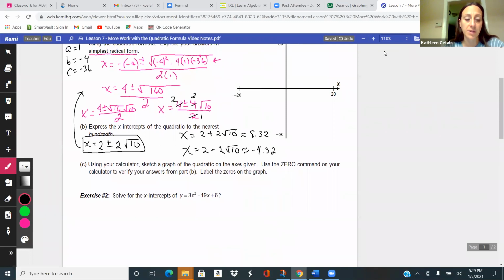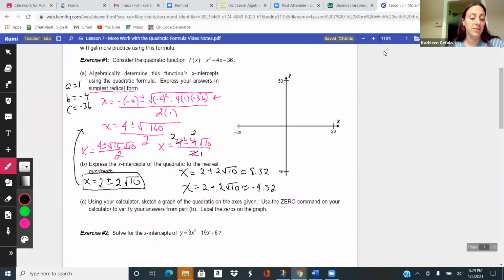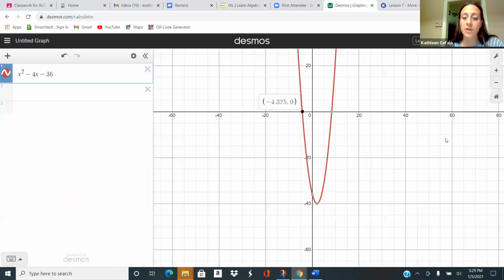And now we're going to use our calculator to sketch a graph of the quadratic on the axes. Okay, and so the calculator that I have with us today is Desmos. You can also do this on your graphing calculator. So here's Desmos, and notice what we find here. Our x-intercepts, here's the one that we found, -4.32, and now they're rounding this to the nearest thousandths. So we have a little bit of a different rounding situation here. And then over here, I have about 8.325.